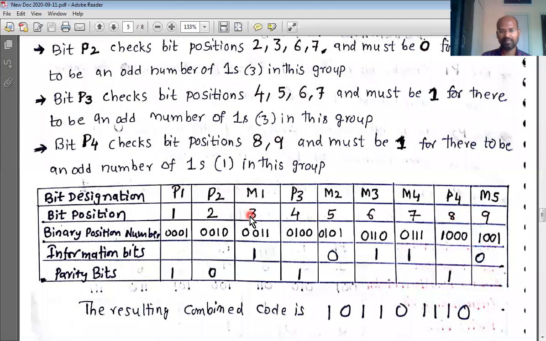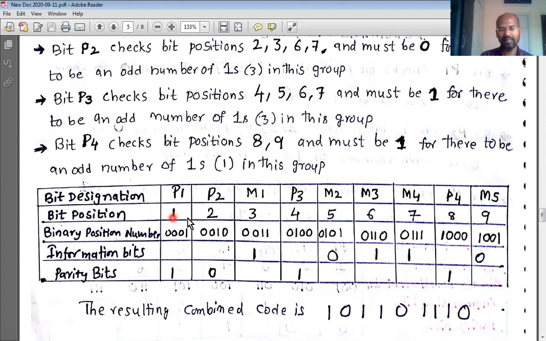Okay, remaining places: 3 is for M1, M2 comes in bit place 5, M3 in place 6, M4 in position 7, M5 in position 8, right? After constructing this bit position table, also fill this row with the binary equivalent of this decimal position, okay?